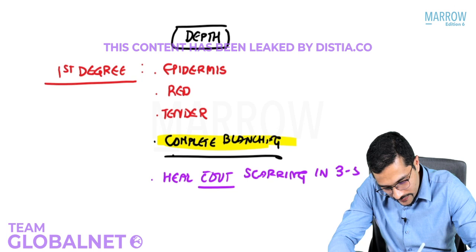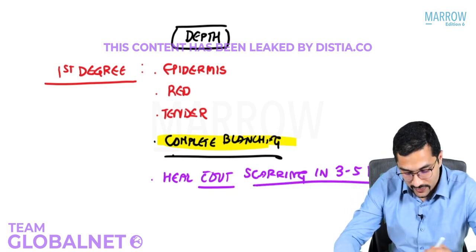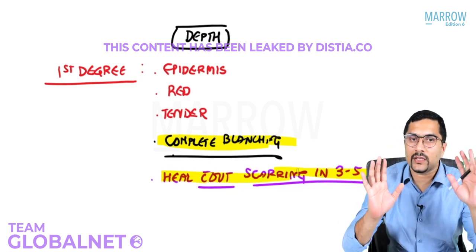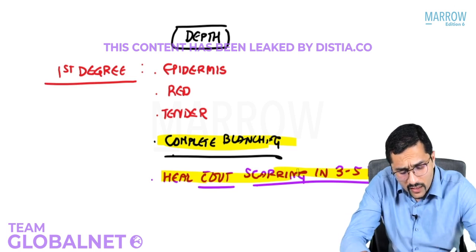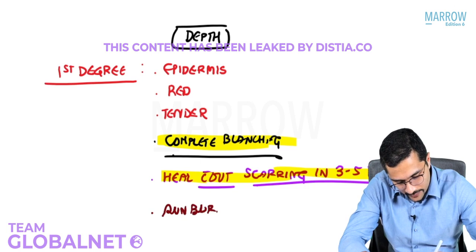They heal without scarring in 3 to 5 days. So whether you put any dressing material on them or not, they will heal without scarring in 3 to 5 days. And the prime example of a first degree burn is a sunburn, right?